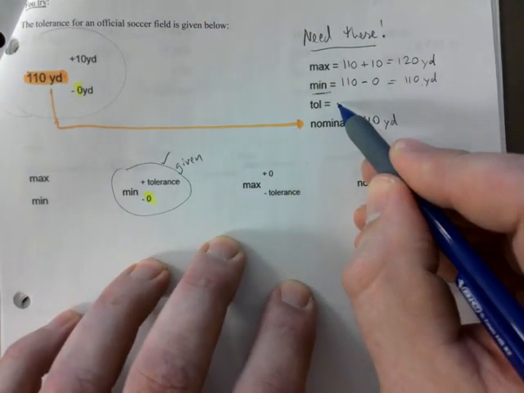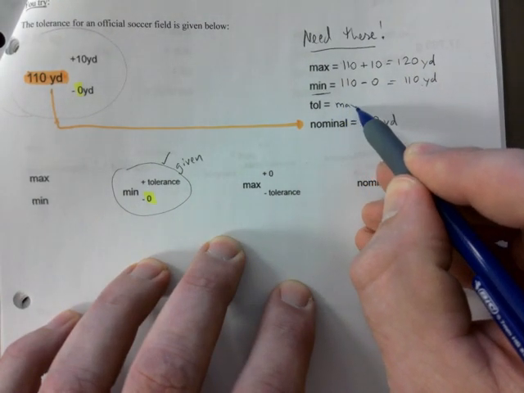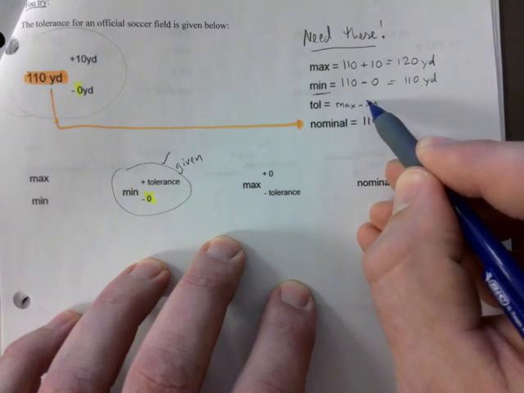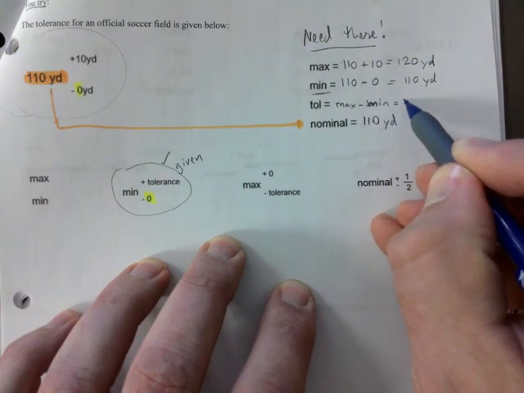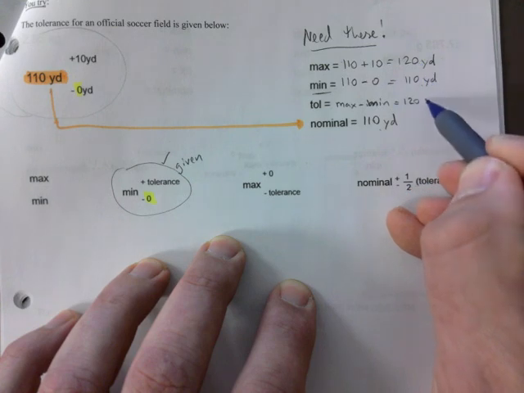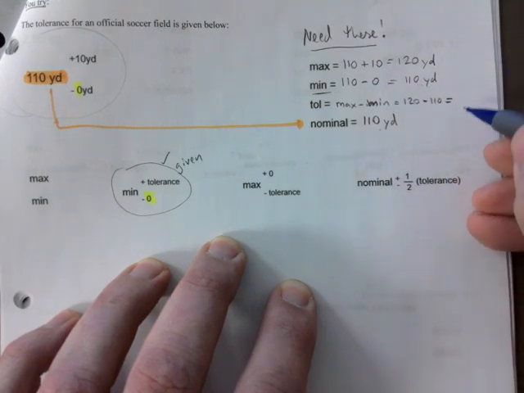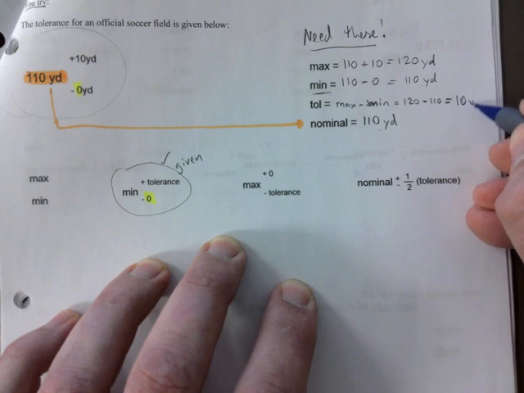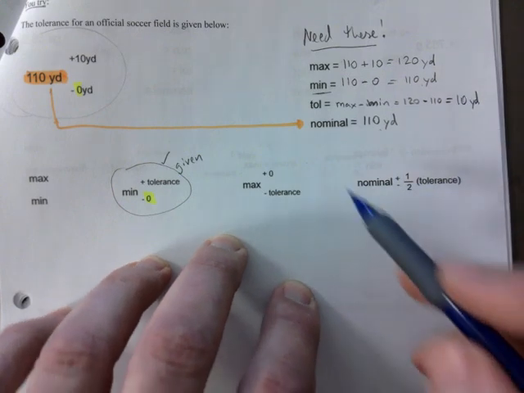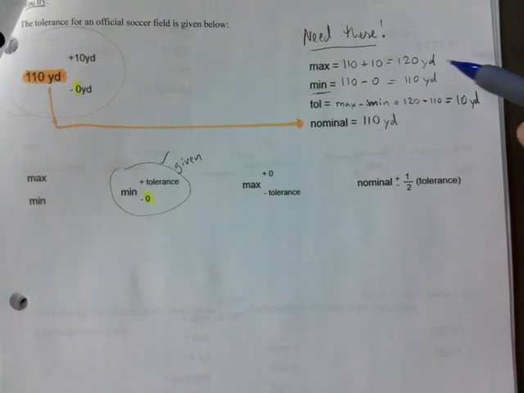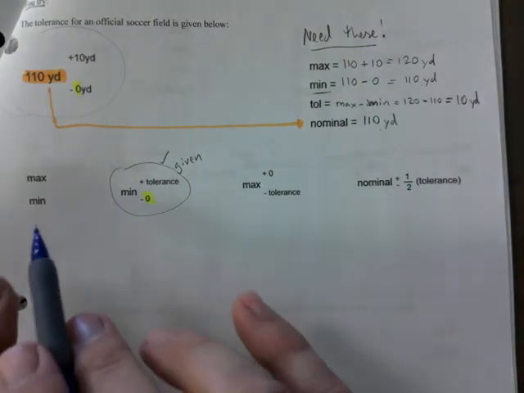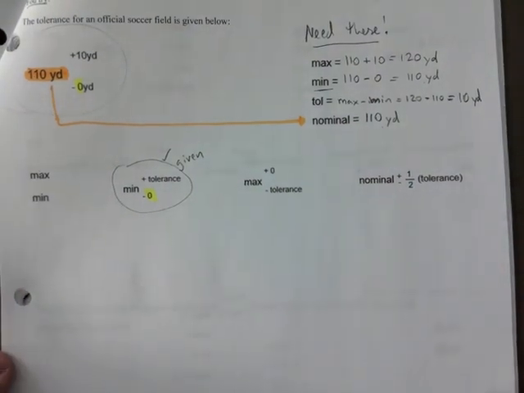The tolerance is max minus min. So you just take your maximum, subtract the minimum, so that is 10 yards. And now that you have filled this in, I can ask you to write it in any of the other 3 formats.